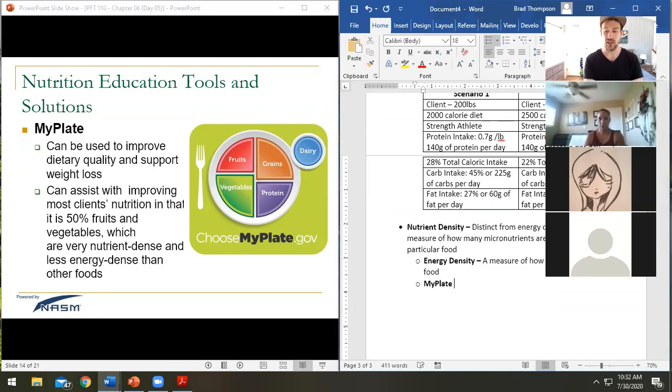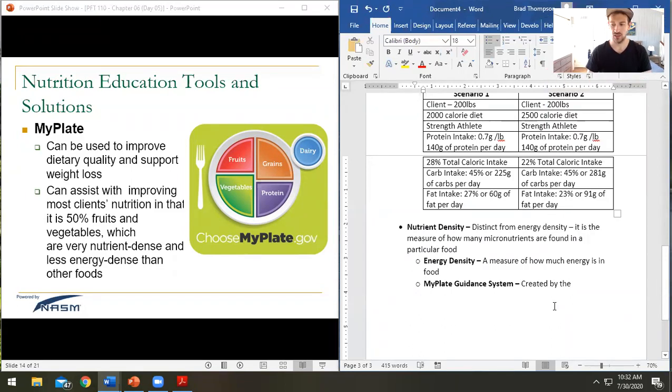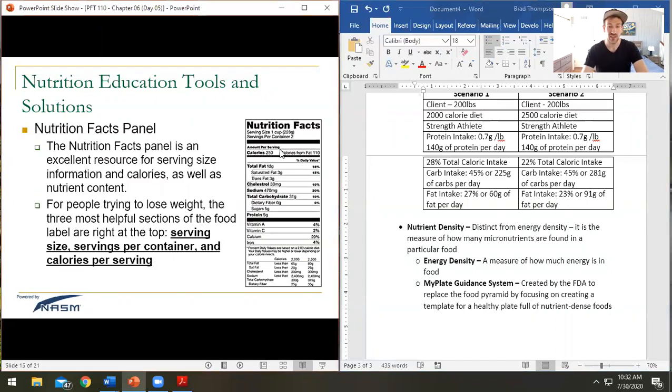So the MyPlate guidance system was created by the FDA to replace the food pyramid by focusing on creating a template for a healthy plate full of nutrient-dense foods, right? And so that's really what we're looking at here.